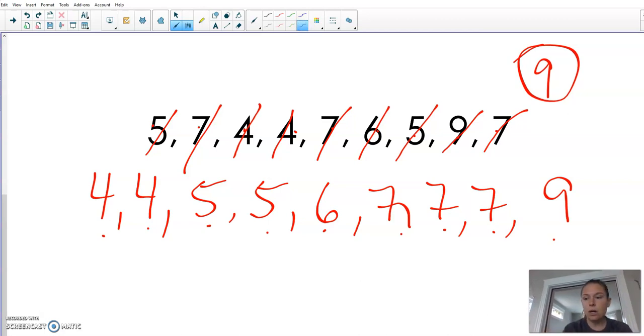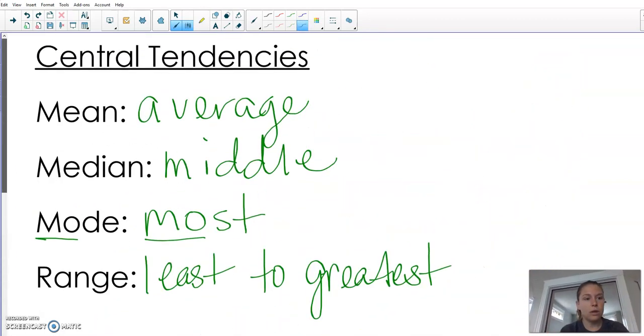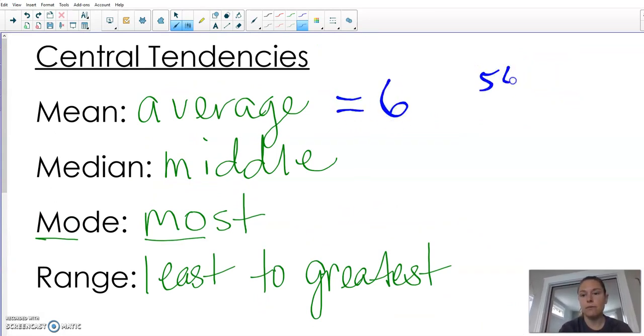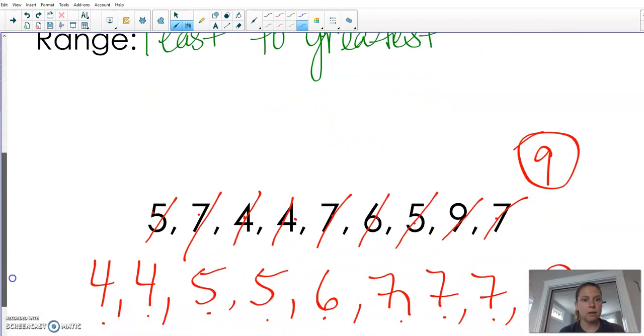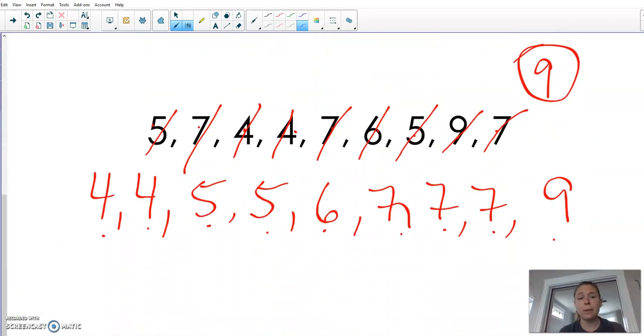All right, so our mean is 6. We did 54 divided by 9. Don't forget that fractions are a division problem. All right, median. This is my favorite one to do. We're just going to rainbow it out.